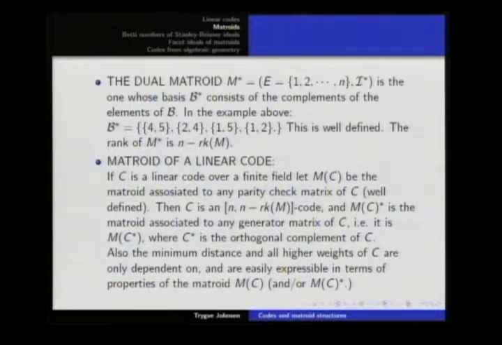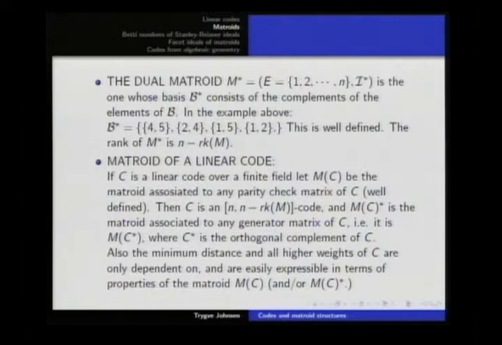Now I will show how you make a matroid of a linear code. There are two choices of making it, but I have just chosen one of them. If C is a linear code over a finite field, let M of C be the matroid associated to any parity check matrix of C. For some technical calculations, that will be easier than using the generator matrix.